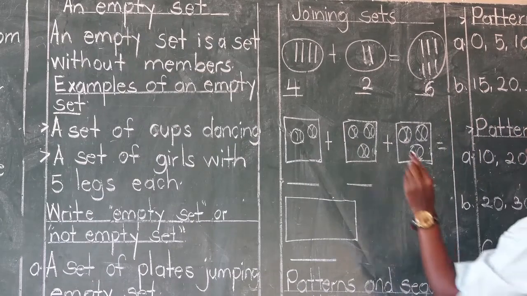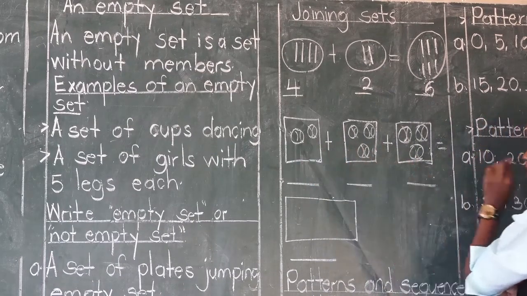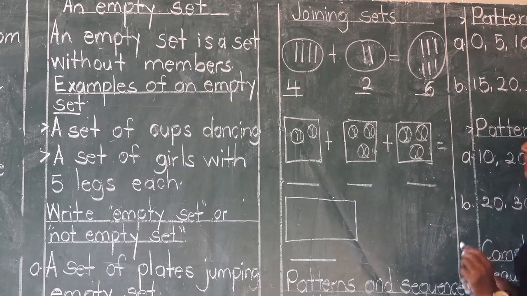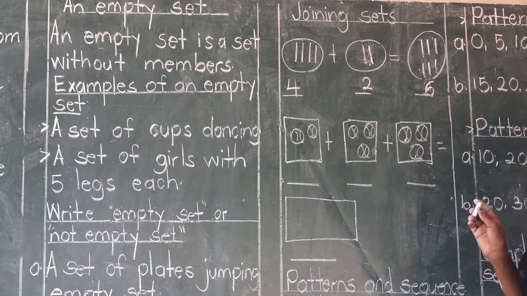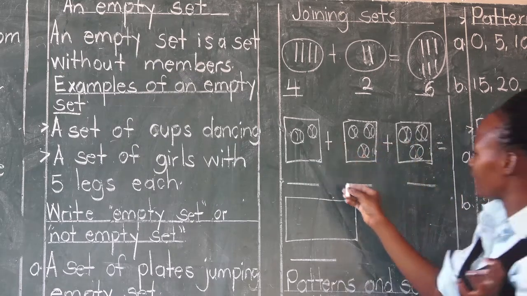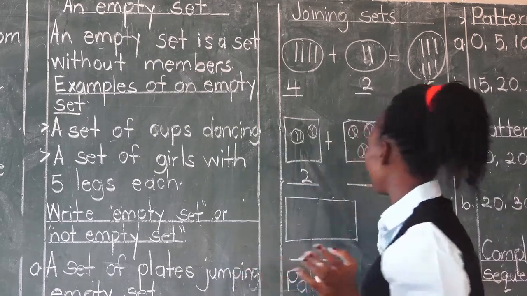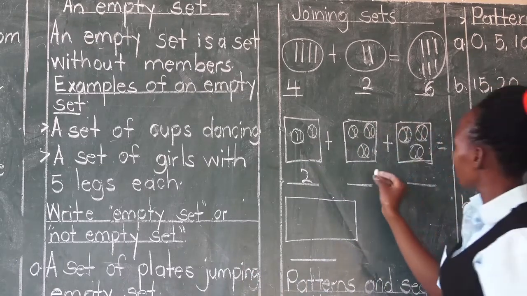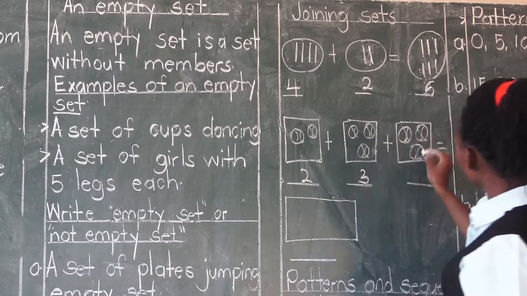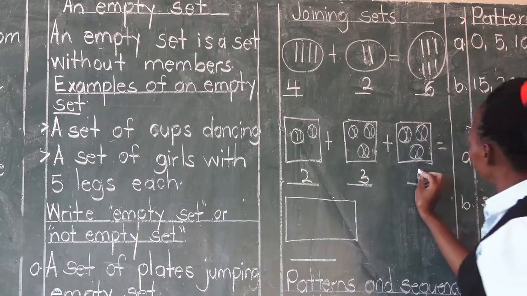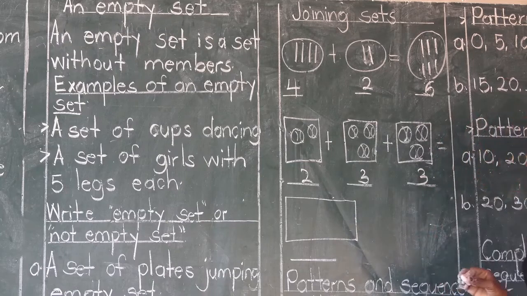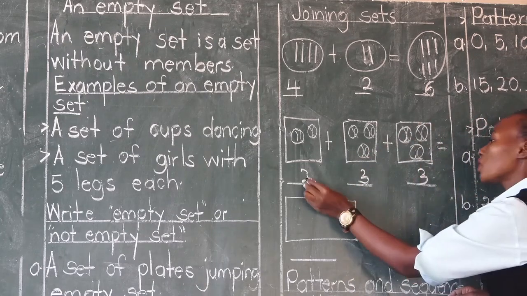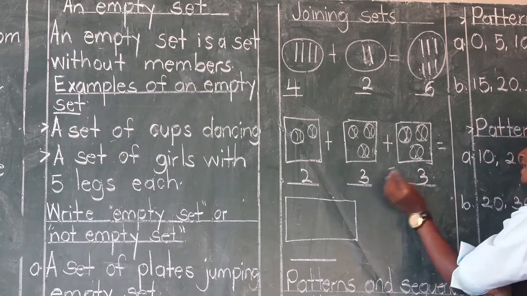Okay, here we have 3 subsets or 3 small sets, and these are the sets which you are going to join. Here, still we are going to first count and see how many are they. They are 2 balls, right? Number 2. We come to this, 1, 2, 3. There are 3. We come to this, 1, 2, 3. Now these are the sets which are going to join. We shall have 2 plus 3 plus 3.